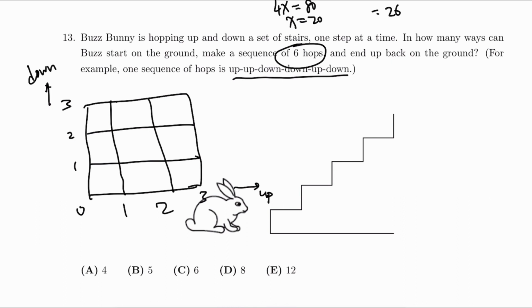And what does it mean for us to not go down below the ground level? That means we cannot have more downs than ups at any given point. Therefore, these points we cannot reach at all. Now we have basically just transformed this stair problem into a problem where we start from 0,0 and we want to go to 3,3. How many ways are there to do so when only staying in this lower bottom right triangle?